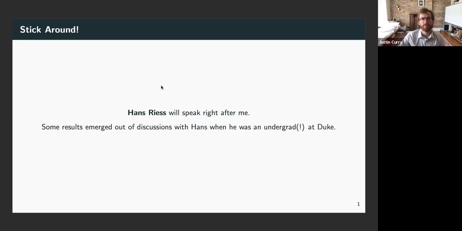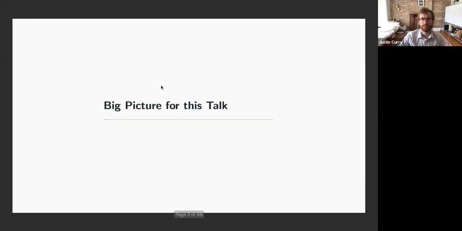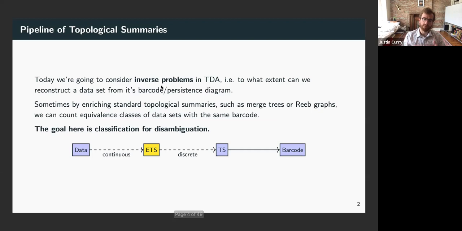And so I want to give my big picture for this talk, which is summarized via the language of a pipeline. The subject of today's talk is going to be inverse problems in topological data analysis. And what this essentially means is I'm asking the question, to what extent can we reconstruct a data set from its barcode or persistence diagram?